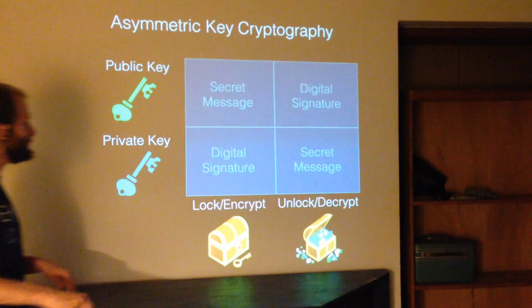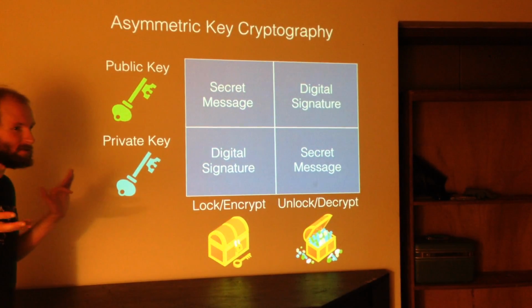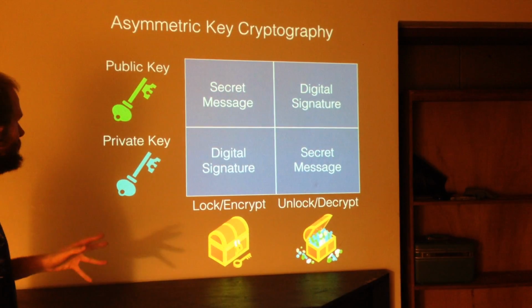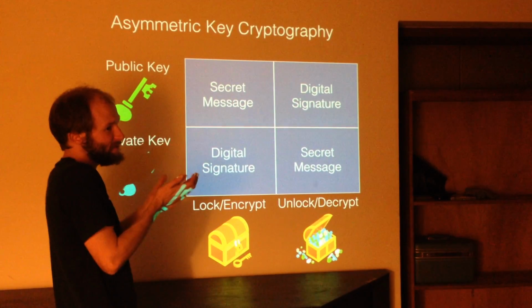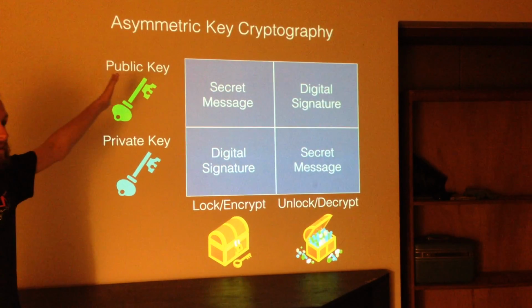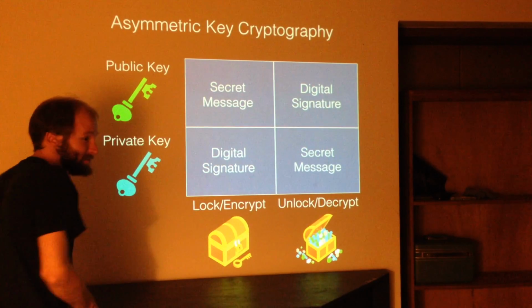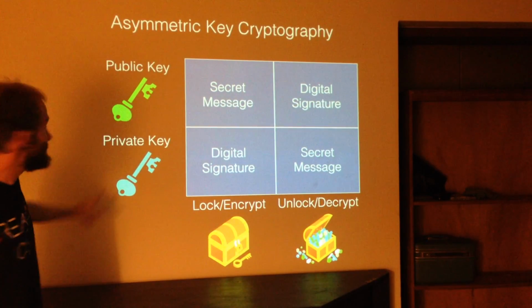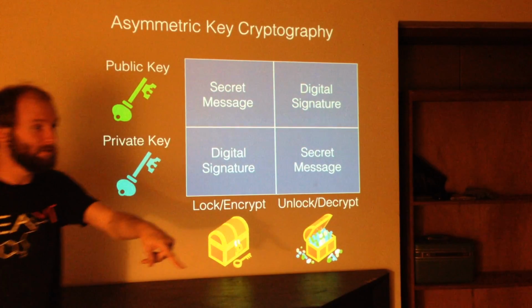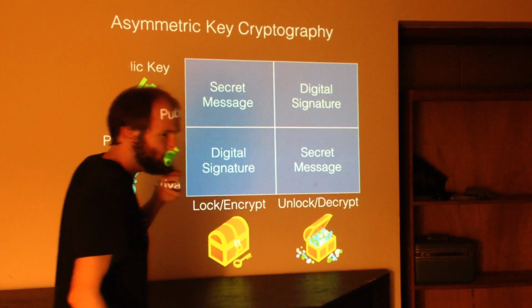So let's go to the next one. There are two ways you can use this, corresponding to the asymmetry. If you want to send a secret message, you lock it with someone's public key. Everyone has your public key because it's public. So I take your public key and lock the message, and then nobody can unlock it unless they have the private key, and that's only you. That's what makes it a secret message. Does that make sense? Yes.